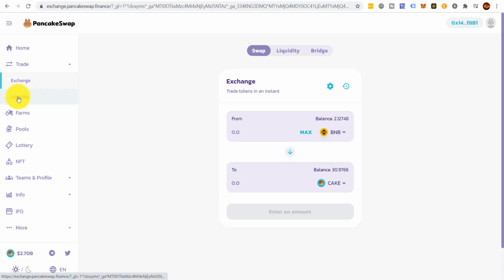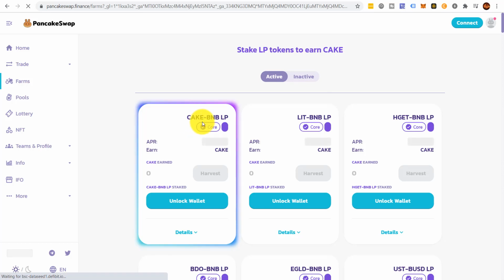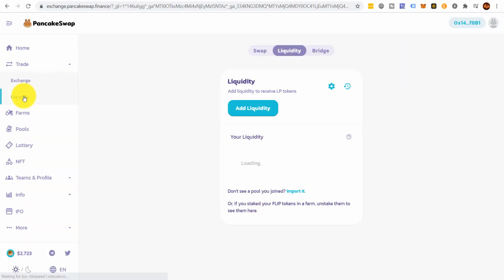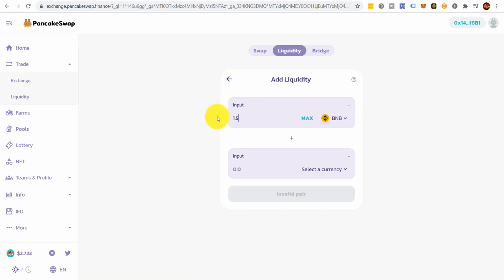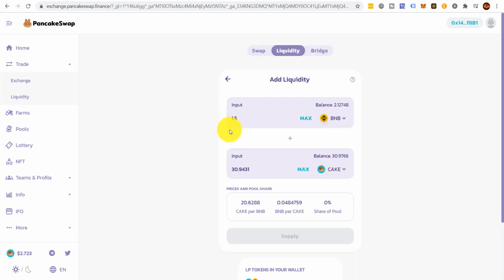We're going to go to Liquidity. I'm going to show you how to farm. You've got to get the Liquidity tokens. Notice right here, it says Cake BNB LP. That stands for Liquidity Pool. So you need the Liquidity Pool tokens. So we'll come over to Trade, go to Liquidity, right here, add Liquidity. 1.5 BNB, select currency. It's going to be Cake. There we go. And you just got to click approve.